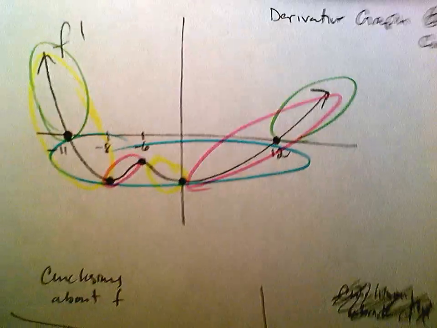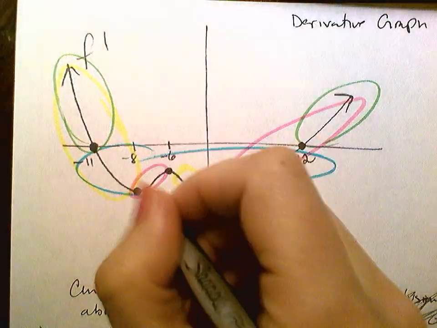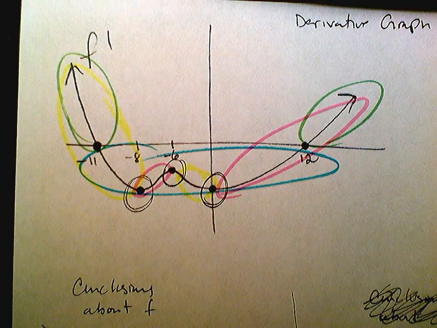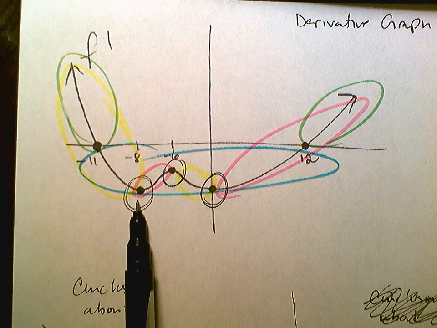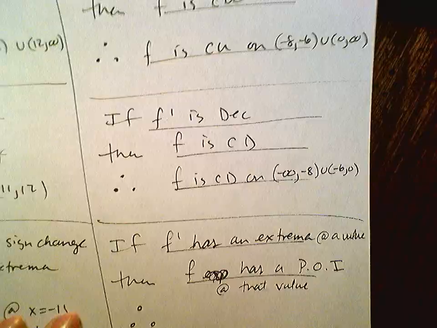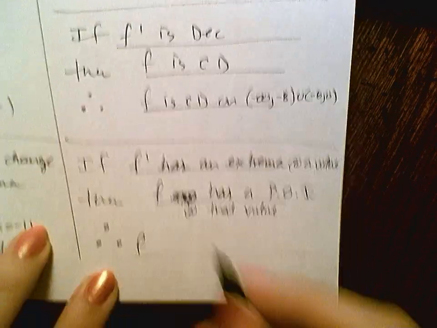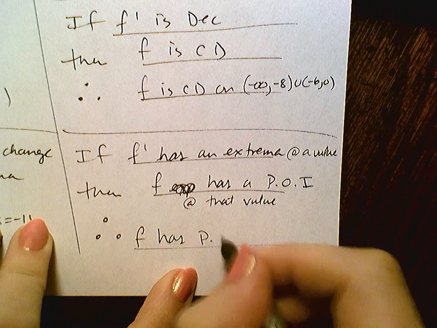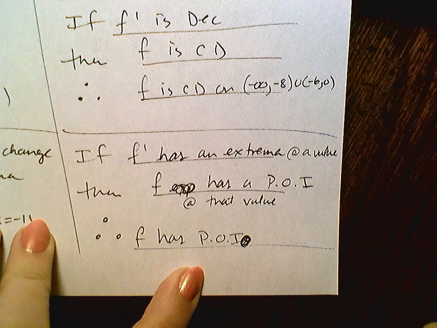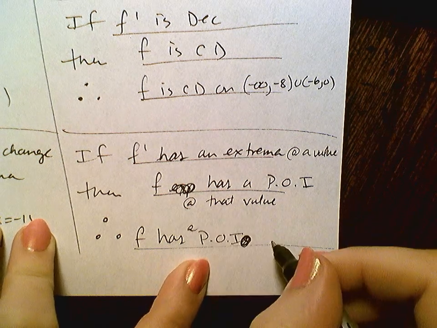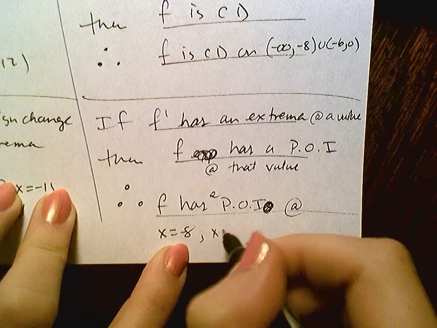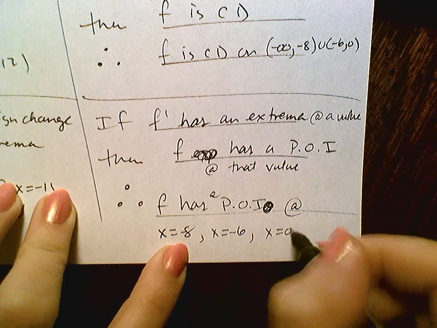Okay, so extremas. F prime has local extremas here, and there. So this means that f must have points of inflection at -8, -6, and 0. Therefore, f has points of inflection at x equals -8, x equals -6, and x equals 0.